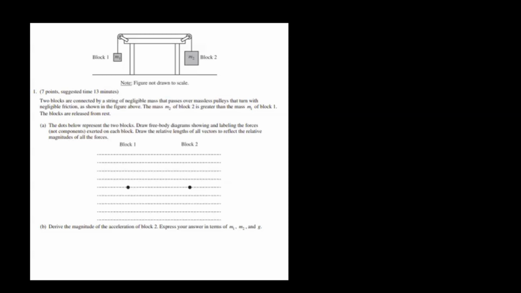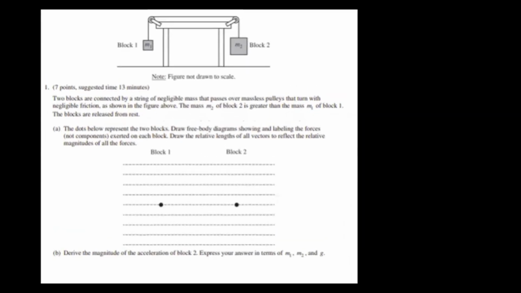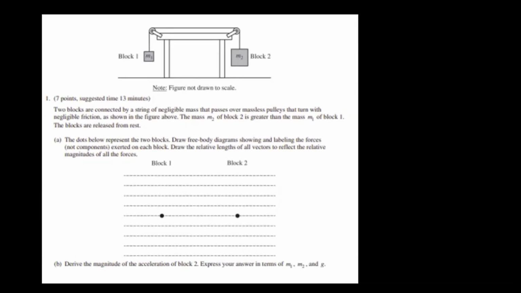So let's just read the problem real quick. Two blocks are connected by a string of negligible mass, nice to know, that passes over massless pulleys that turn with negligible friction as shown in the figure above. That's quite nice because if there was friction, we would have to account for that when calculating, say, the acceleration of the system, which we will have to do later. But the mass m2 of block 2 is greater than the mass m1 of block 1. That's kind of hard to say. The blocks are released from rest.